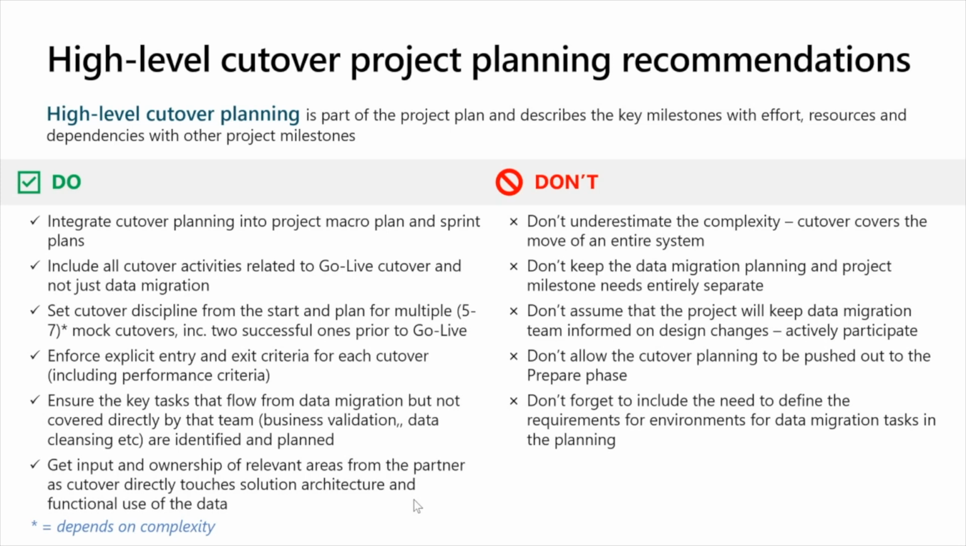And some do's and don'ts. And again, I'm not going to read through all of them. I'm going to pick out a couple. One of those is set the cutover discipline from the start and plan for multiple cutovers, right? And I've put 5 to 7. It really depends on the complexity of your cutover, right? For very simple cutovers, you may not need that many. You may be able to get away with 2 or 3.